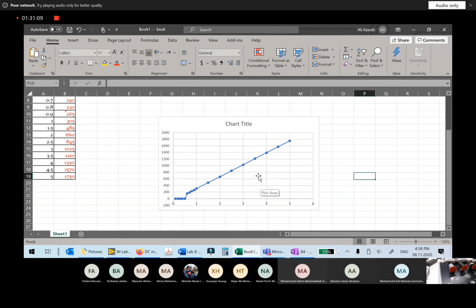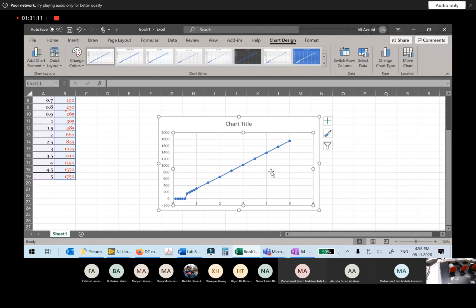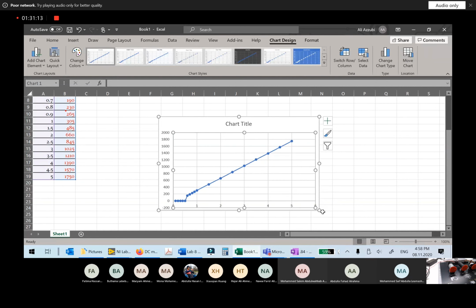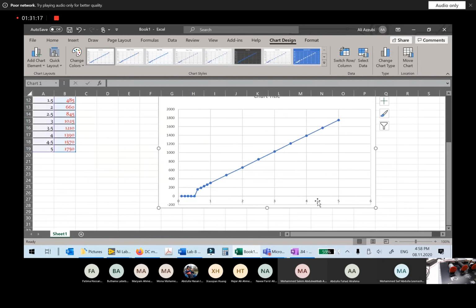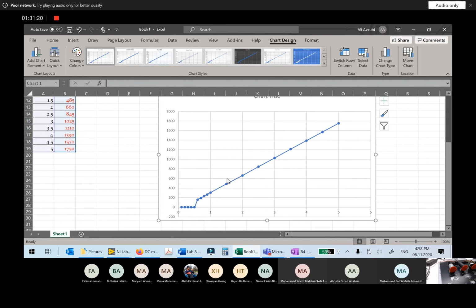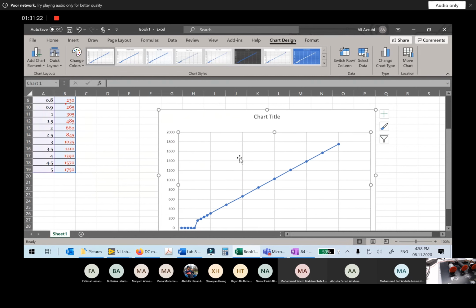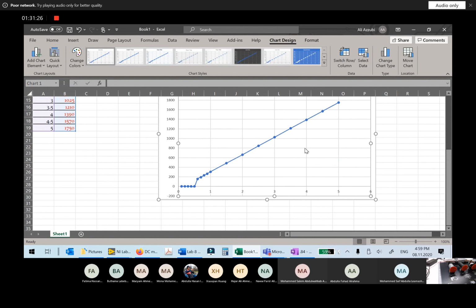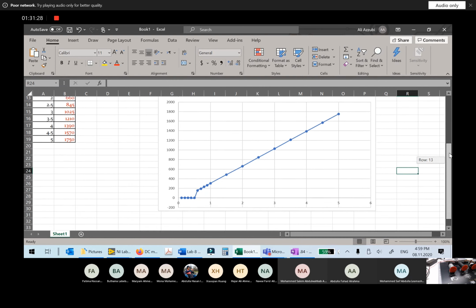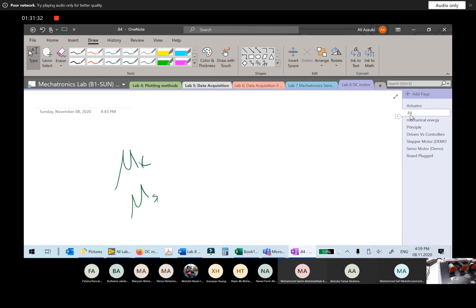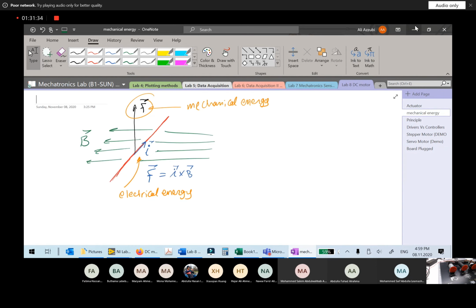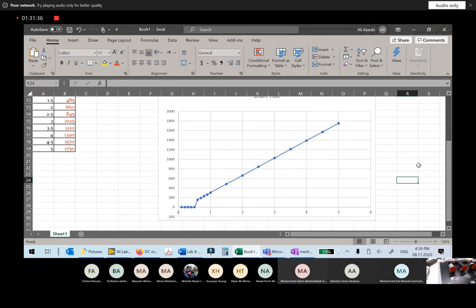Okay, so what do you think about this graph here? This is the response of my motor. Now this is voltage on the x-axis and omega on the y-axis. I think you should be able to insert labels here, but I don't know how. I'm not that good in Excel. So my question to you, is it linear or not? Is the response linear from the shape of the graph?